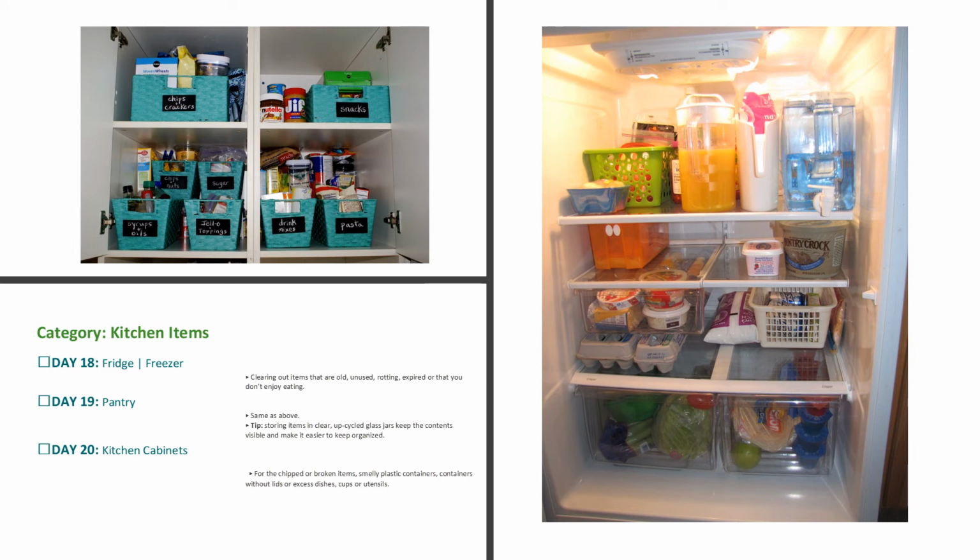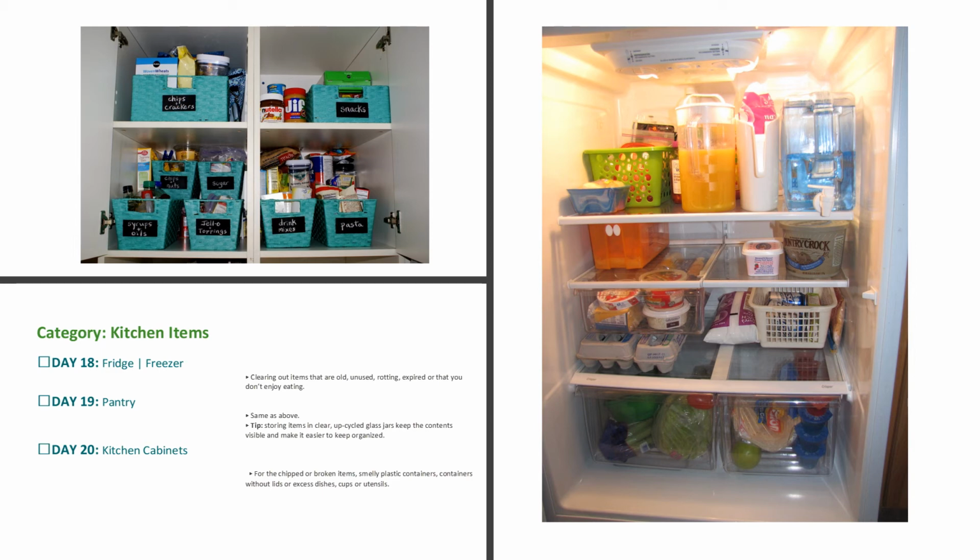The next category is kitchen items, which is day 18 to day 20. Day 18 starts with the fridge and freezer. Clear out the old, unused, rotting, expired items which you don't enjoy eating and which make you fat as well. Get rid of them.